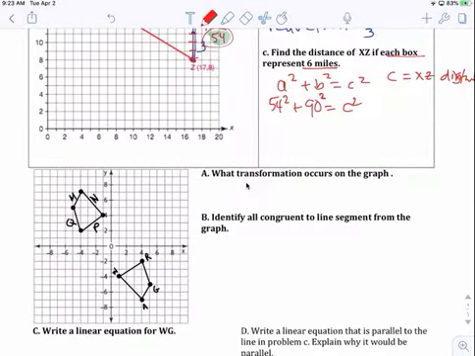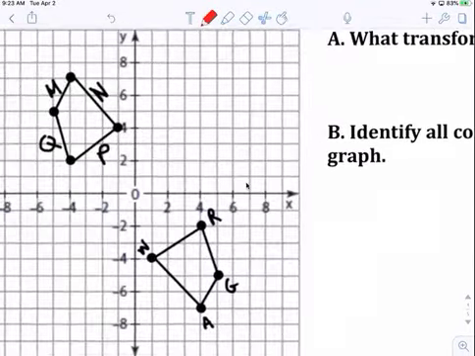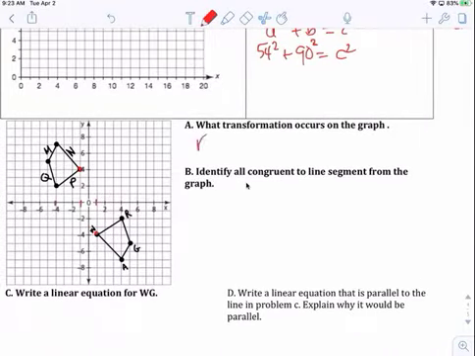What transformation occurred? Let me make sure. This point looks like it's this point. So it's negative 1, 4 to 1, 4, and 4, 2 to 4, 2. So it's a rotation of 180 degrees, clockwise or counterclockwise.